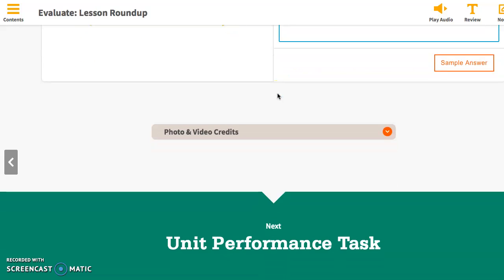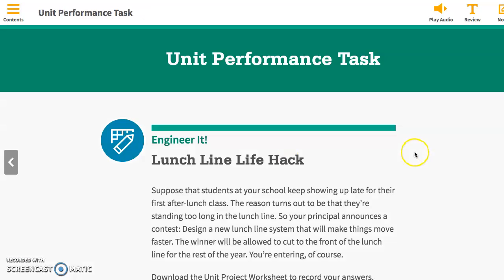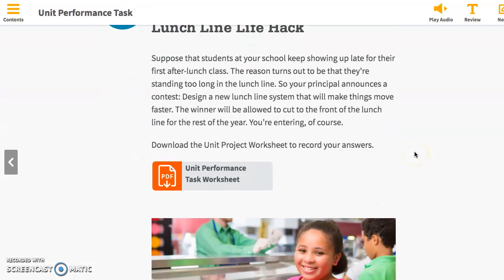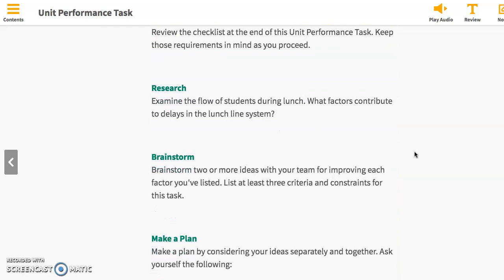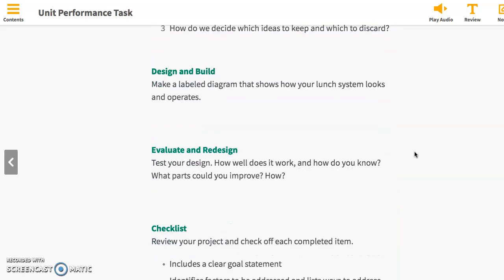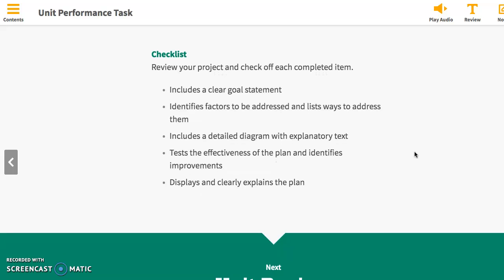That is your trade-off. Okay, then we've got our performance task. We're going to do that on a different video because you have to problem, research, design, and create a checklist.